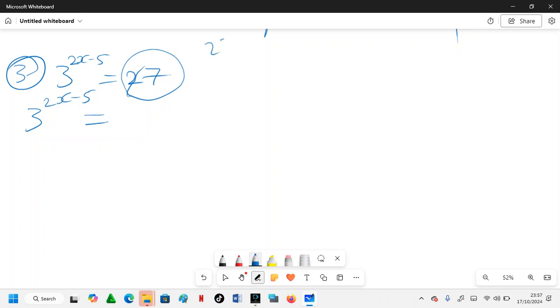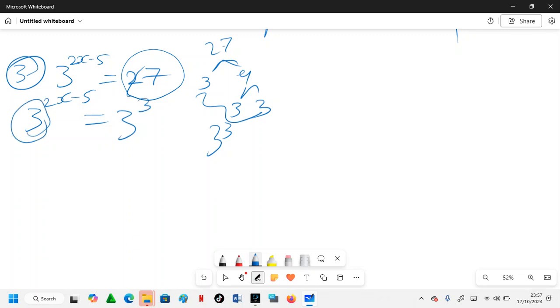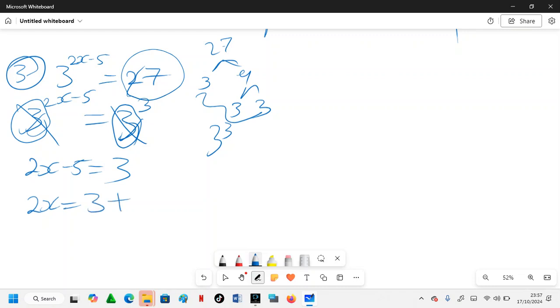And 27 can be written as 3 to power something, because 3 goes there 9, 3 goes there 3. So 27 is simply 3 to power 3. So we write 27 as 3 to power 3, and that leaves us with the bases that are the same and droppable. So we have 2x minus 5 being equal to 3, and therefore 2x is 3 plus 5, right? So 2x is 8, and therefore x is 4.